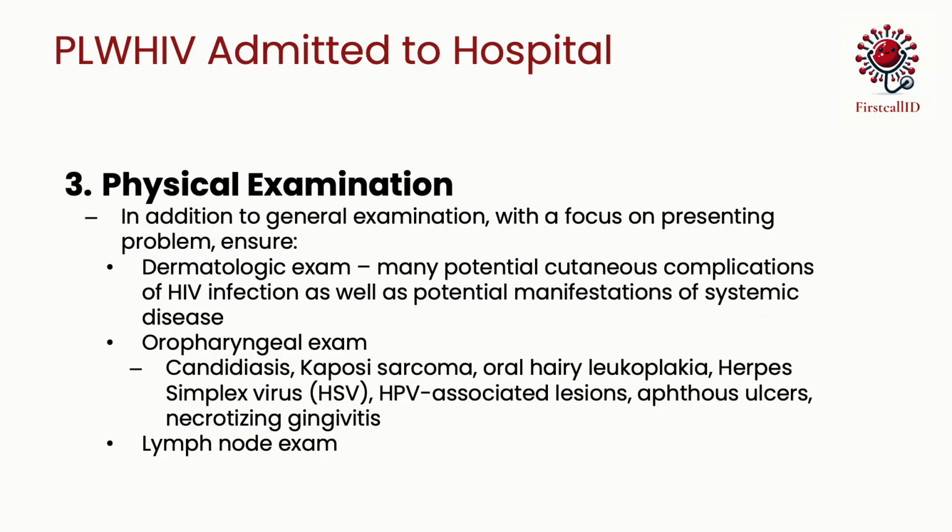The most common manifestation or opportunistic condition in people living with HIV is oropharyngeal candidiasis, but you may see other lesions that are more clearly identifiable or diagnosable based on visual inspection, like Kaposi sarcoma, hairy leukoplakia, herpes simplex, HPV-associated lesions, as well as some other conditions. And then we always include a detailed or complete lymph node examination as well.